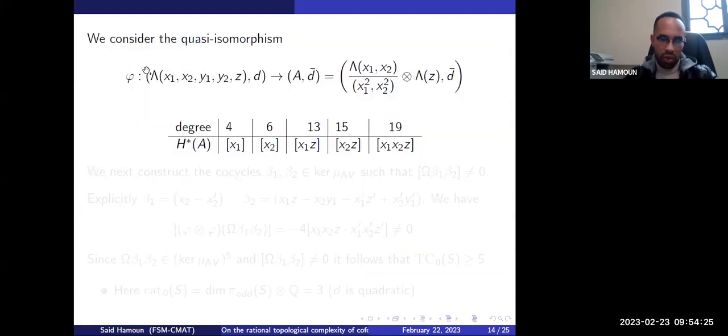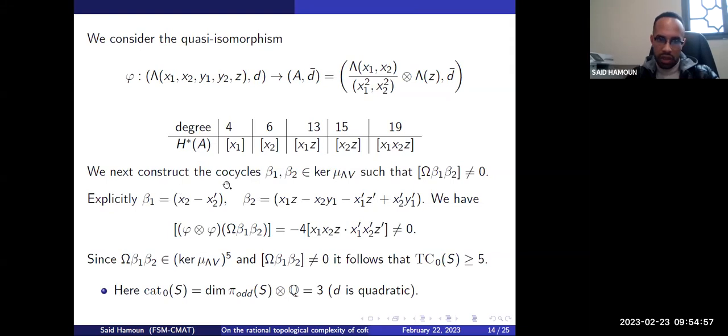And this by using the quasi-isomorphism phi, which transforms the algebra lambda v to the algebra A, which is smaller and simpler to deal with. And here, the rational cohomology of the algebra A is given by the classes x1, x2, x1z, x2z, and the last one is the top class of the algebra A, which is x1, x2z.